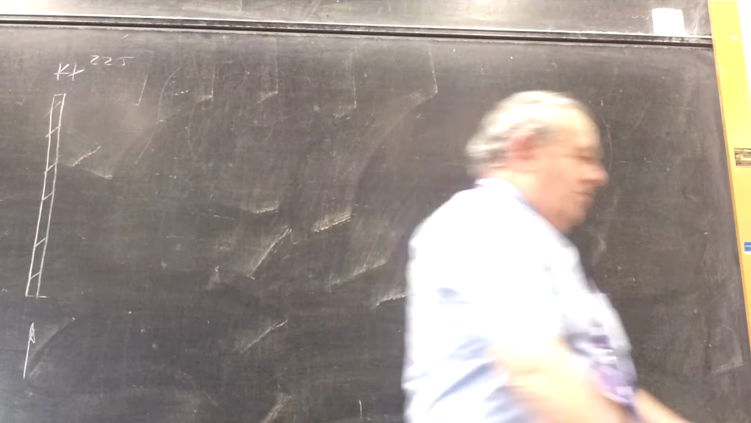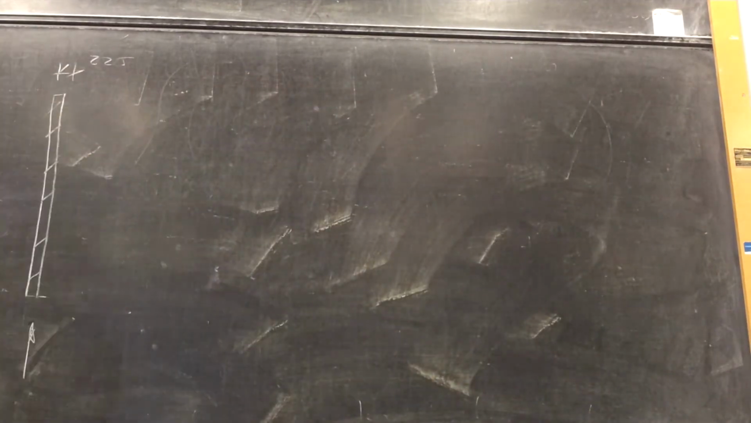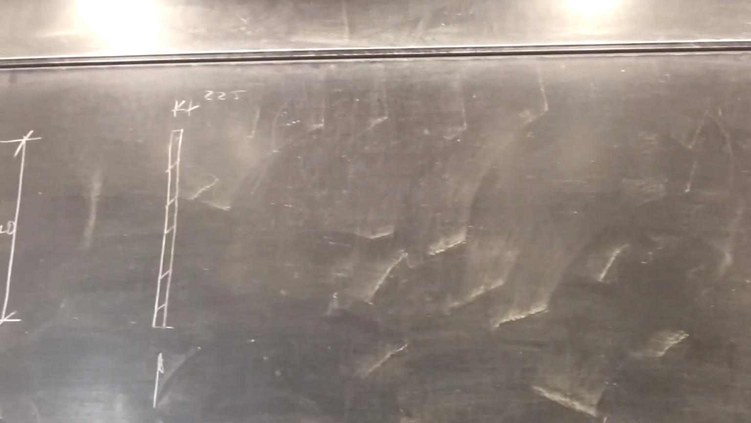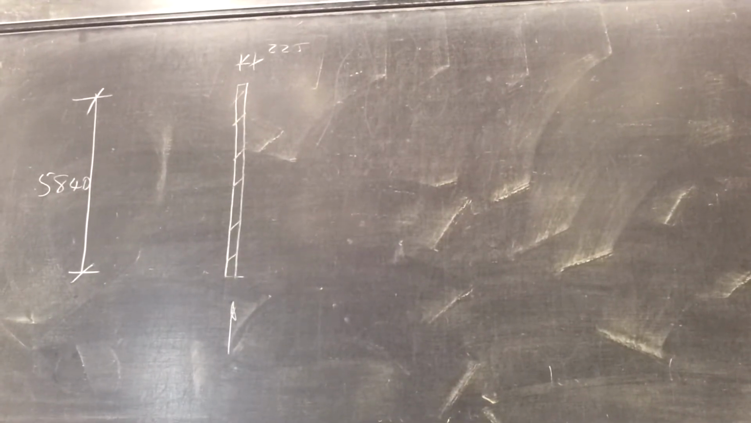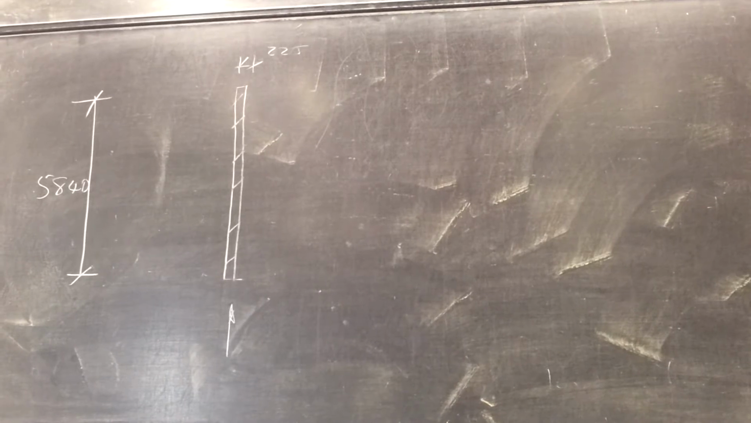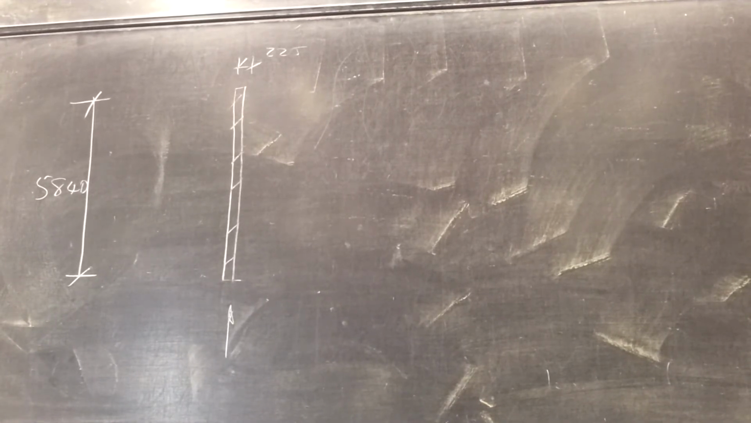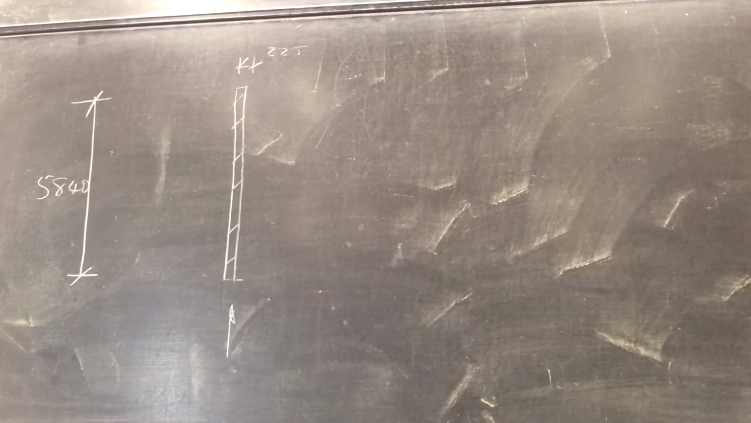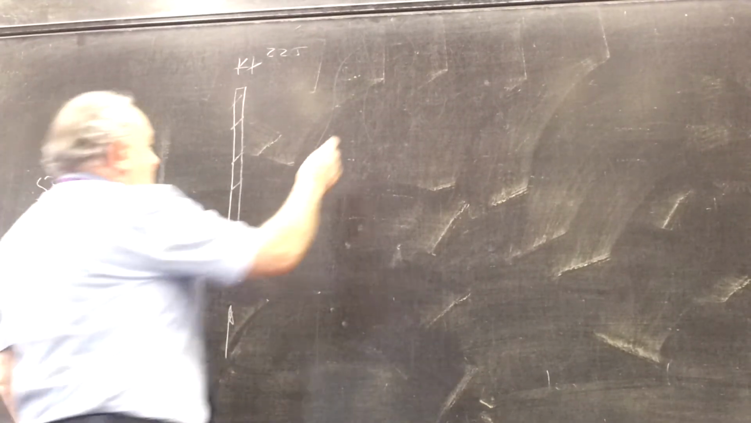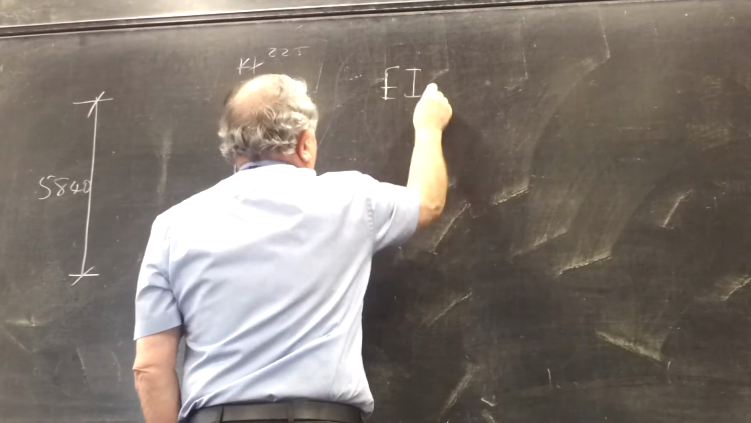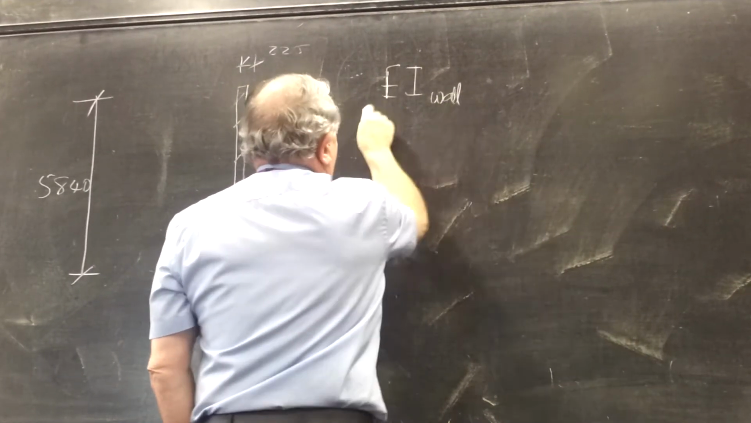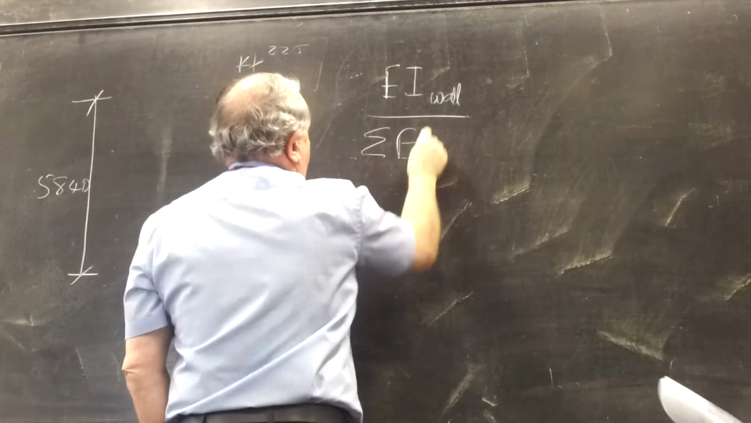So if I just come back to my folder here, that wall there looks like that, and we're trying to find out how much of this 150 kilonewtons goes into that, first of all, and then what it will do to it. So we need the EI value for this wall. I think all the E's were the same, so we need EI of the wall in question over the sum of the EIs.